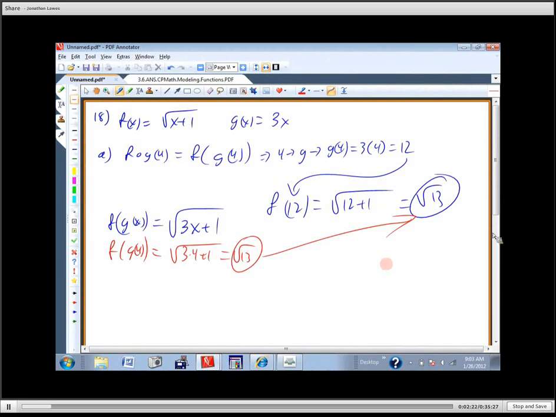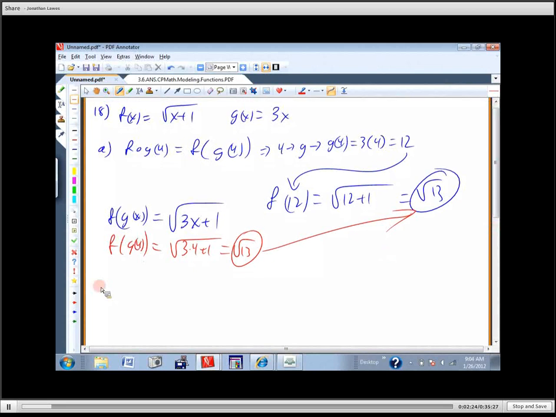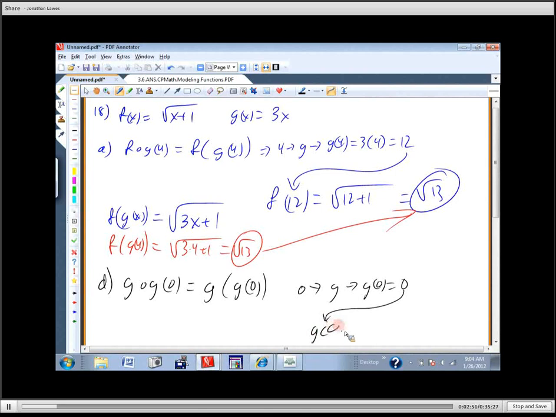D. Let's take a look at D. Okay, so D said it wants g of g of 0. So I'm going to take 0, I'm going to plug it into g. What do I get out? 0. So if I take 0, plug it into g, I get g of 0, which is 0. Then I'm going to take that and I'm going to plug it into g, so I'm going to find g of 0 again, which is 0. So that's the answer.